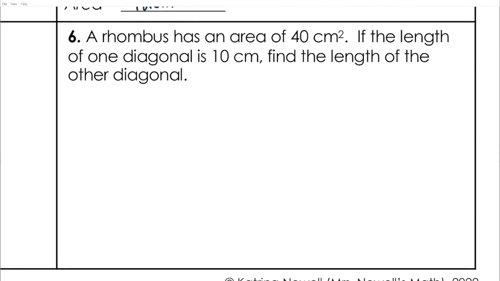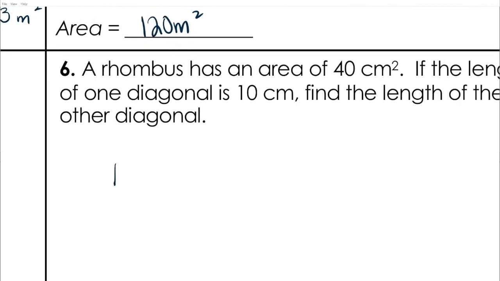Okay, a rhombus has an area of 40 centimeters squared. If the length of a single diagonal is 10, find the length of our other one. Area of a rhombus is diagonal 1 times diagonal 2 over 2. What information have they given us in this problem? They gave us the area. The area is 40, and they gave us one diagonal. Again, it does not matter which diagonal we choose. We know one of them.